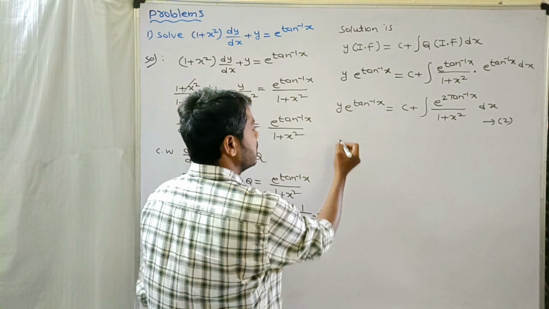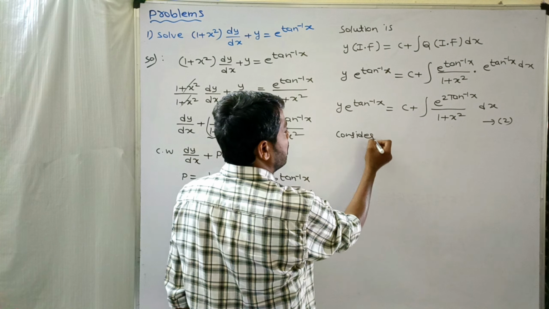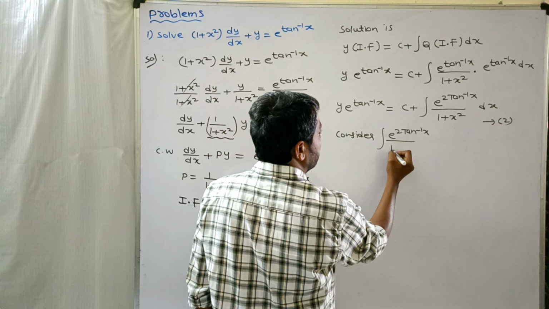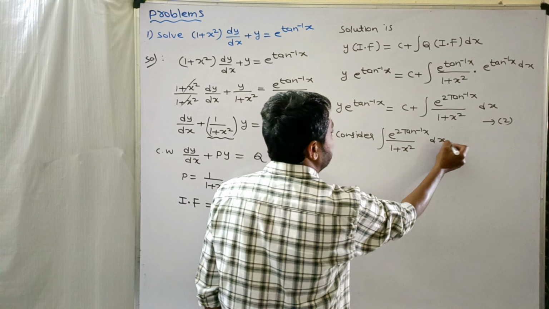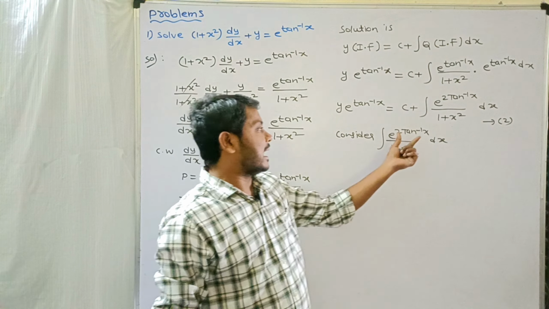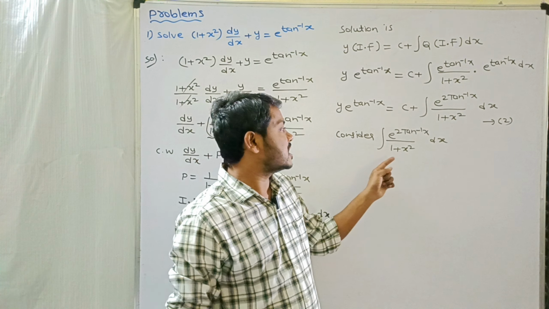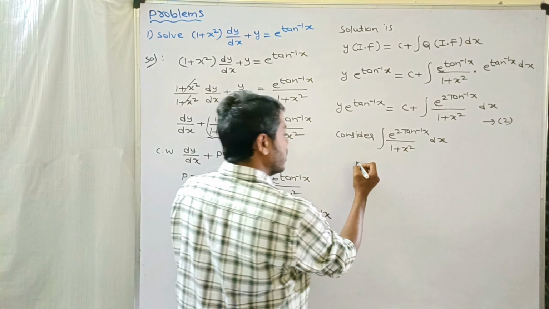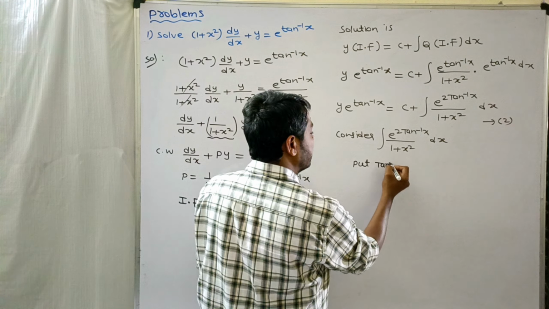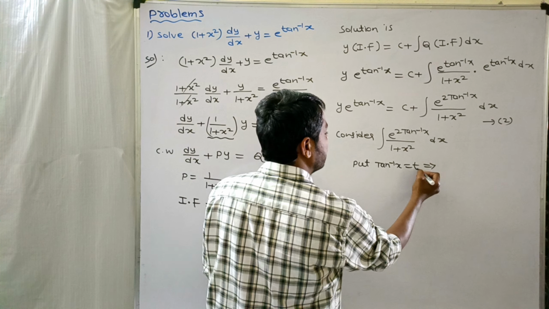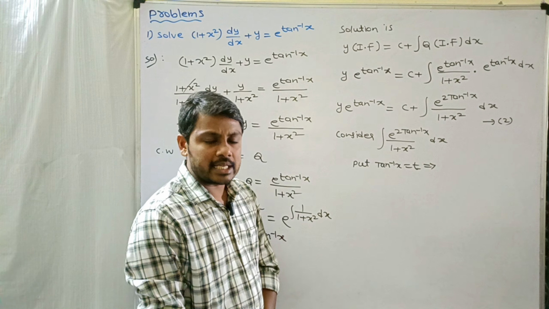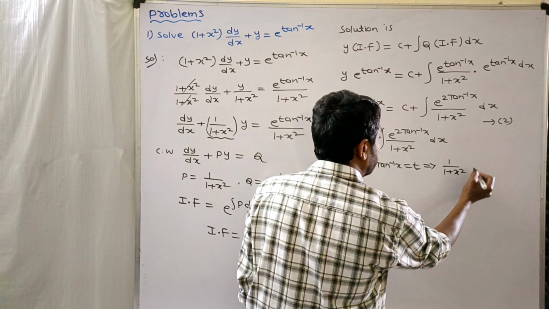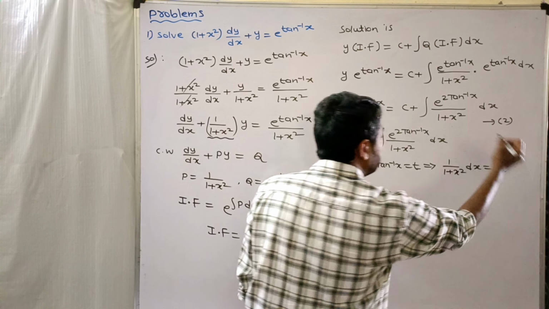Now consider the integral of e^(2tan⁻¹x)/(1 + x²) dx. Let us consider tan⁻¹x equal to t, because this is the combination of tan⁻¹x and 1/(1 + x²). So put tan⁻¹x equals t. Here differentiate with respect to x on both sides. What is the derivative of tan⁻¹x? 1/(1 + x²) dx equals dt.